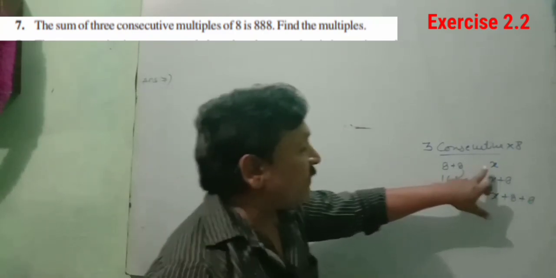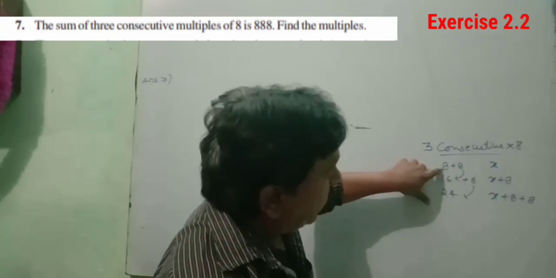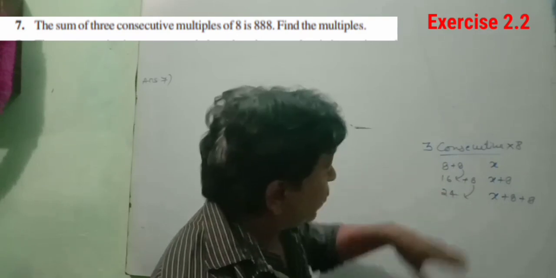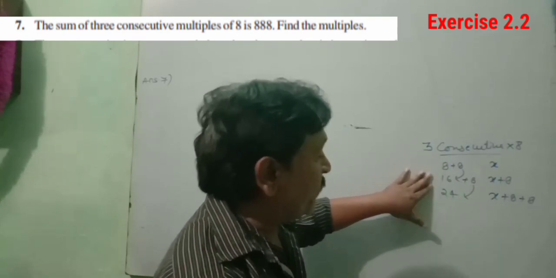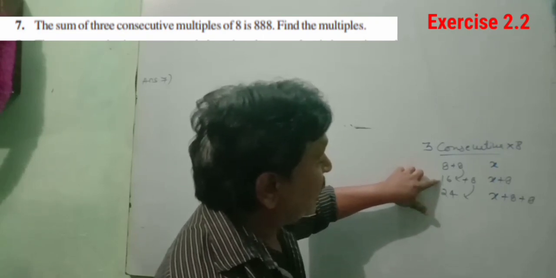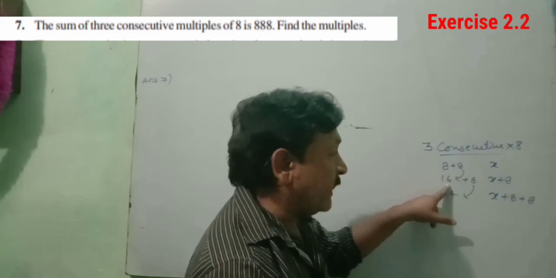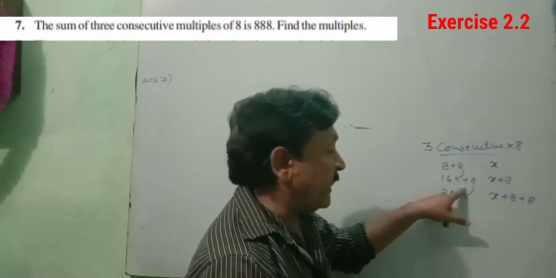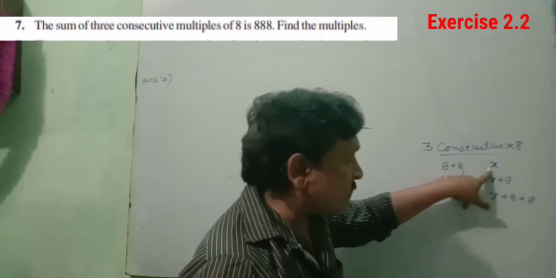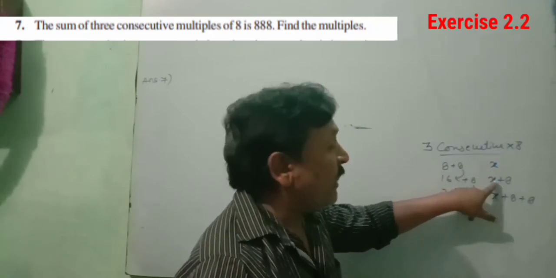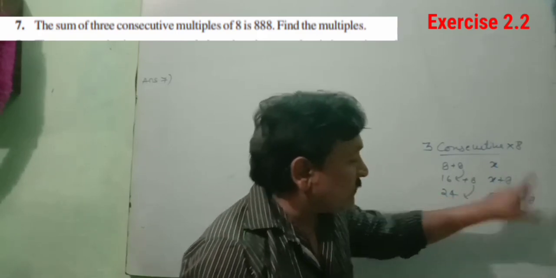If you have to find 3 consecutive multiples of 8, you have to just see the table of 8. If in the first number I add 8 I will get the second, in the second number I add 8 I will get the third. So in this question I have taken the first number as x, so the second number will be x plus 8, and the third number will be x plus 8 plus 8.